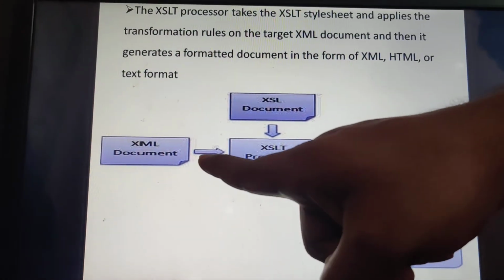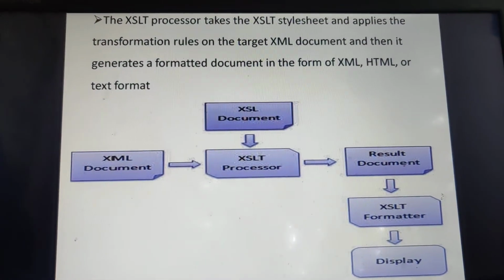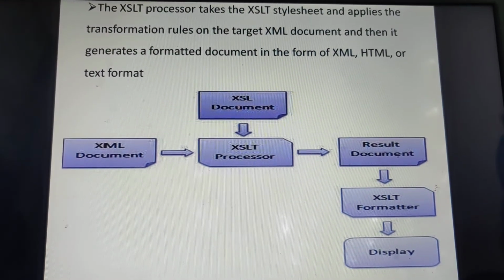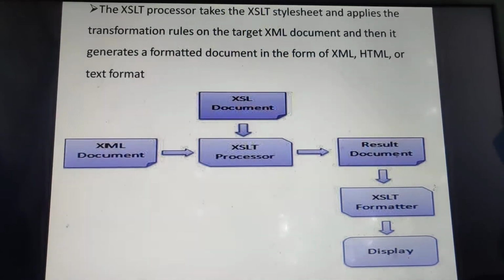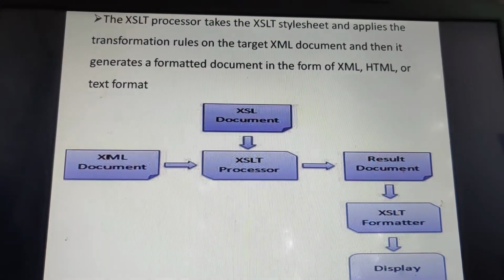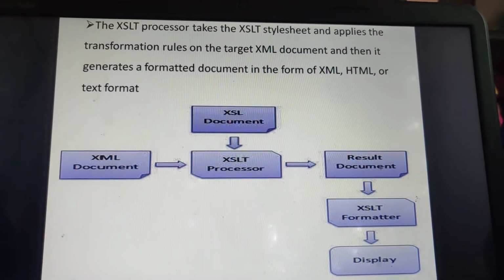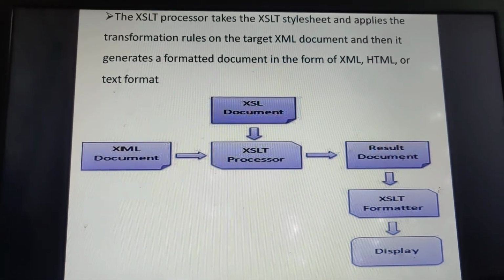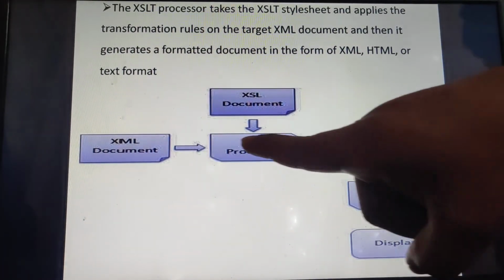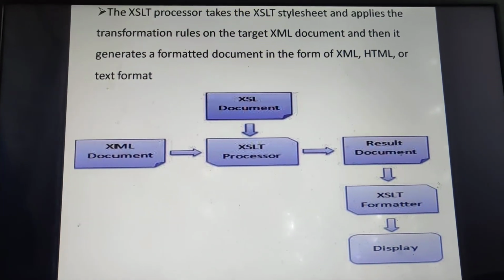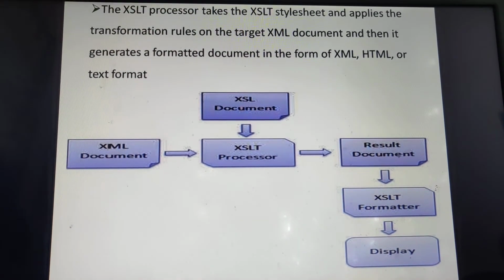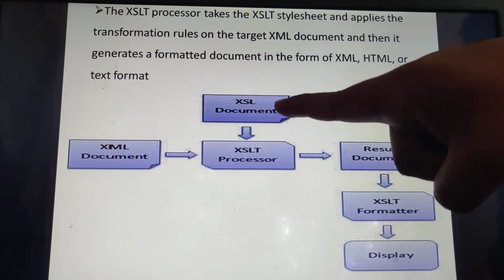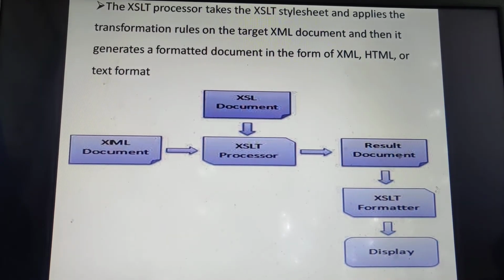Now we are opening that XML document in the browser window. In order to open that XML document, first it should be a well-formed XML document. That means it must be verified either with a DTD or schema. The XSLT processor takes an XML document and verifies whether it is a valid XML document. Apart from that, the XSLT processor contains an XSL document.